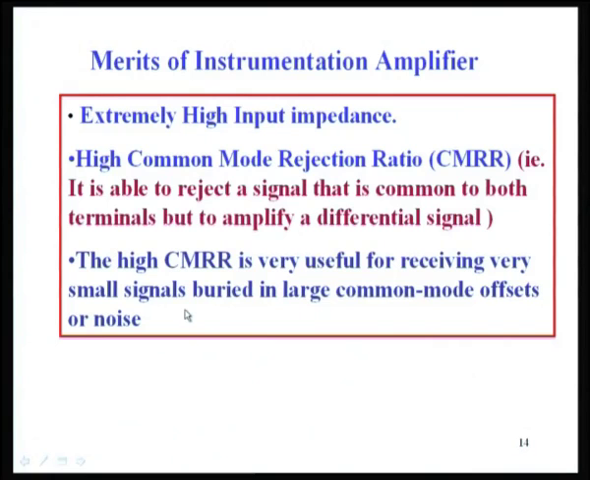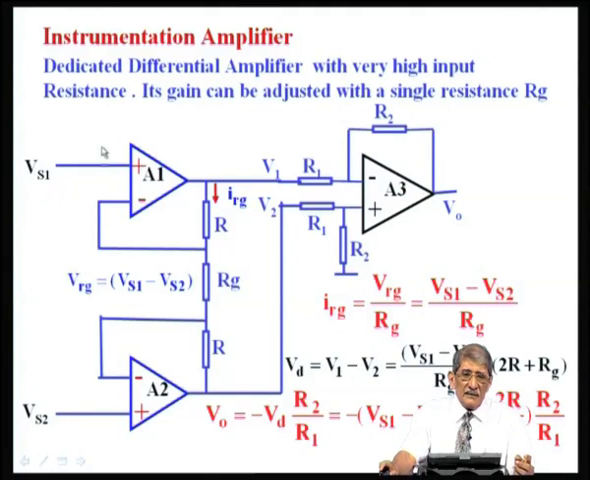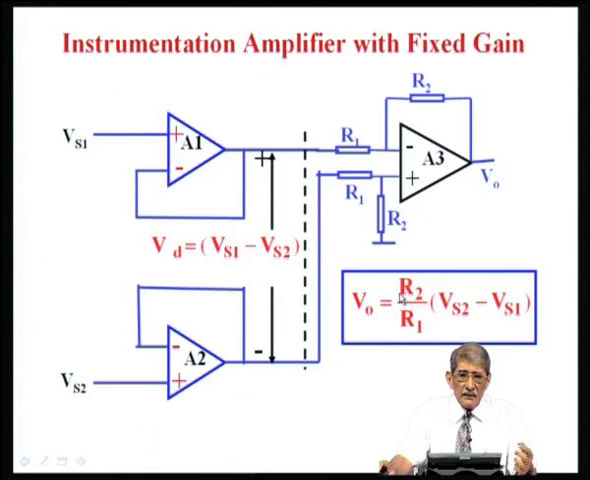So, as I pointed out already, if there is a noise signal coming between the two input terminals, that is not going to be amplified, because the common mode gain is very small. But the difference between the voltages, which may be even a small signal, will be amplified quite a bit, because the gain is large. Okay.